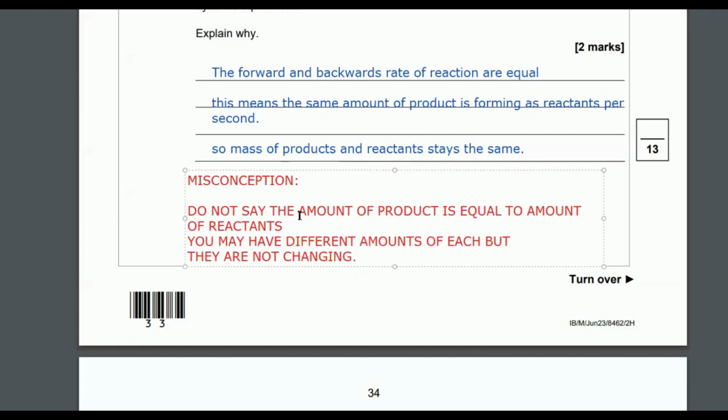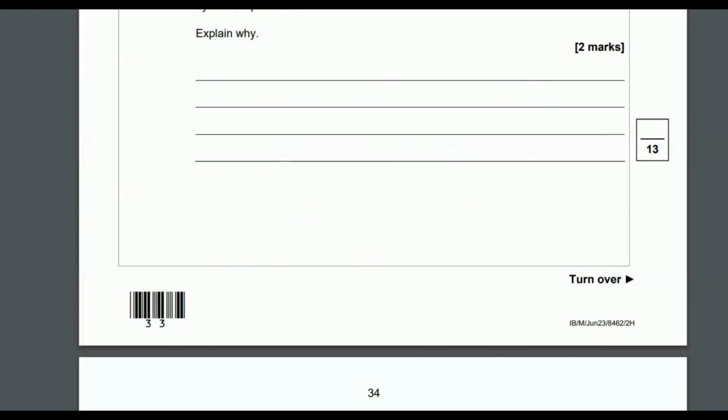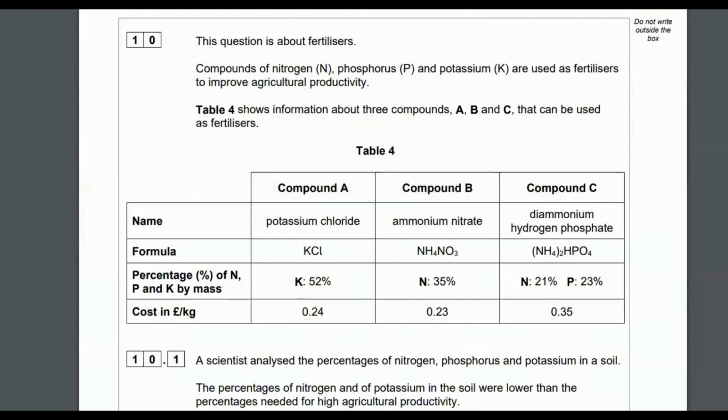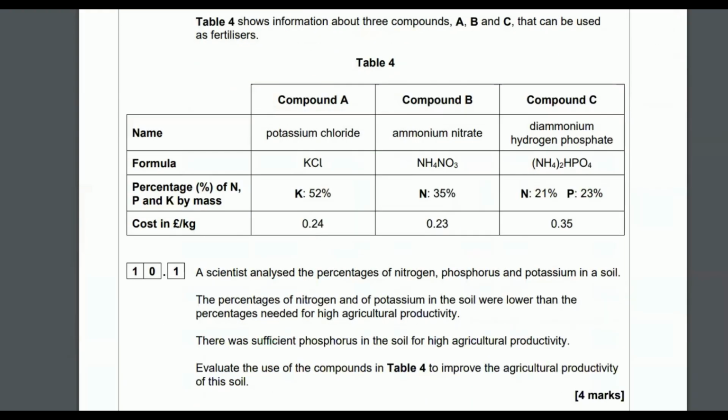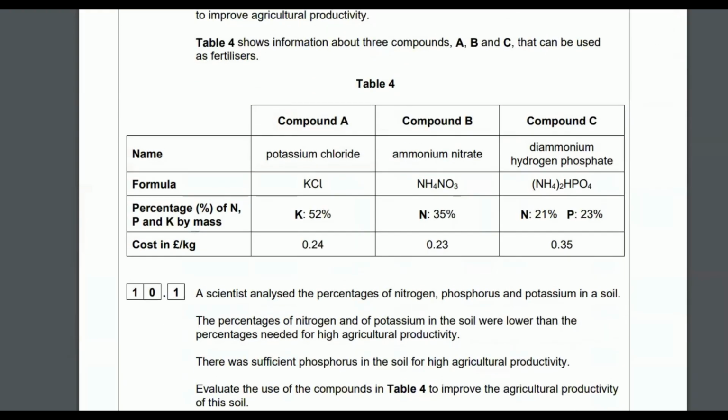Do not say the amount of product is equal to the amount of reactants, but you can say the amount of reactant forming and amount of product forming are the same. Easier to just say the rate of reaction of the forward and backwards reaction are equal. Oh, and the amount of product and reactant do not change is the easiest way to say it.